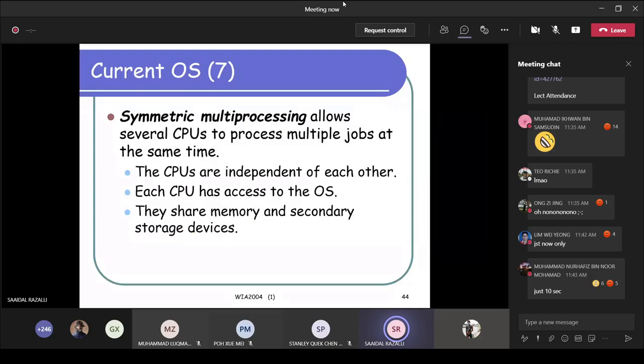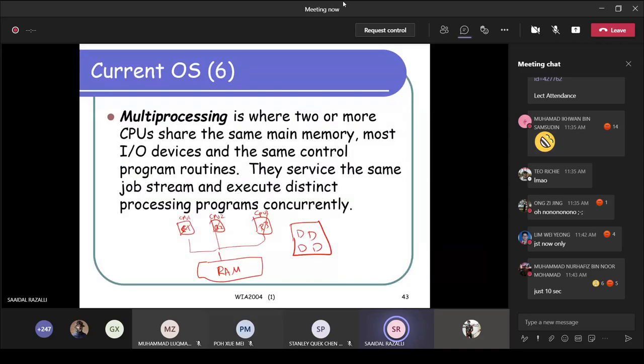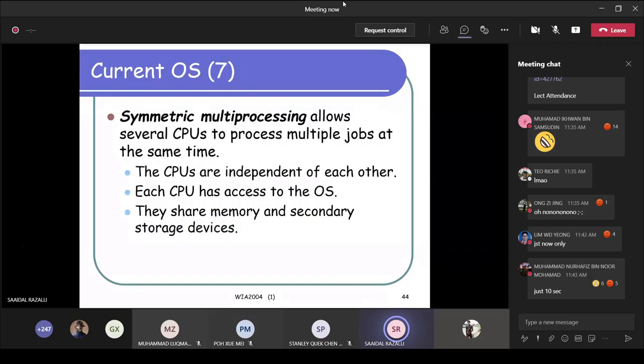And you have symmetric multiprocessing, which allows several CPUs to process multiple jobs at the same time. The CPUs are independent of each other. Each CPU has access to the OS. They share memory and secondary storage devices. So symmetric multiprocessing is much faster than the multiprocessing itself.